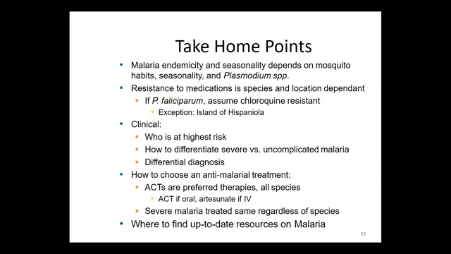And where to find up-to-date sources on malaria. Again, it's maybe the CDC site, the World Health Organization site. And if malaria is local in your country, probably you have your own recommendations. But again, use trusted sources, official sites.